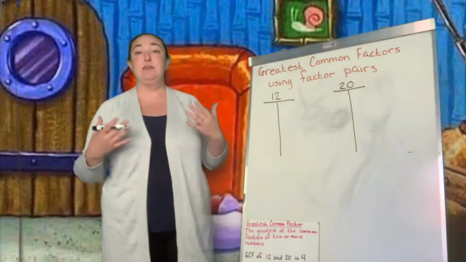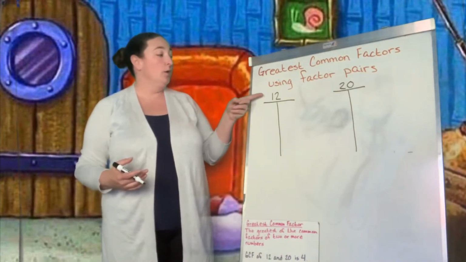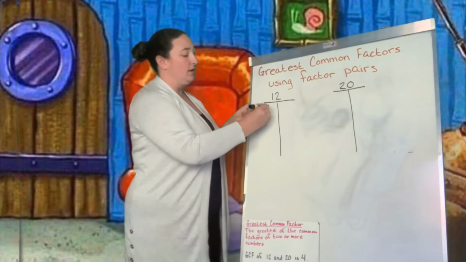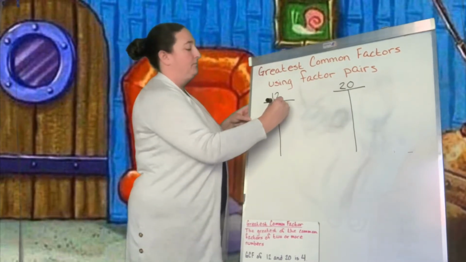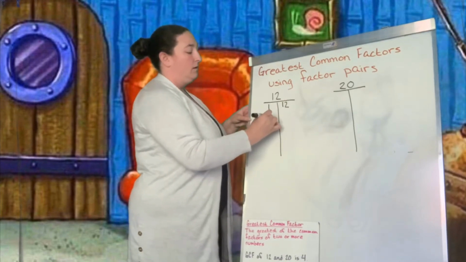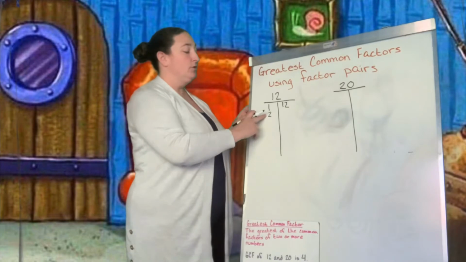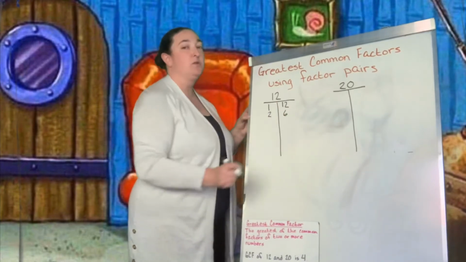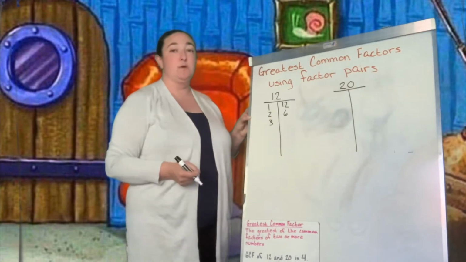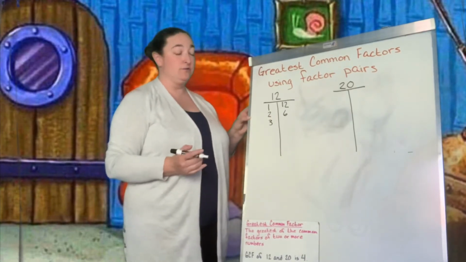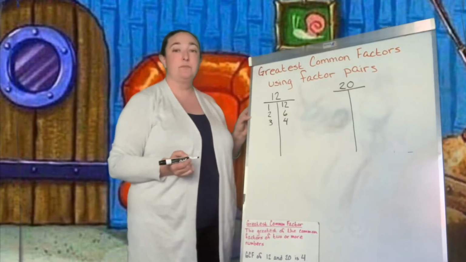Those are the numbers that evenly go into our goal number, so 12. So we know that 1 goes into everything. Well, 1 times what equals 12? 1 times 12 equals 12. 2. Does 2 go into 12? Yep, it does. 2 times 6 equals 12. Does 3 go evenly into 12? 3 is a factor of 12. 3 times 4 equals 12.